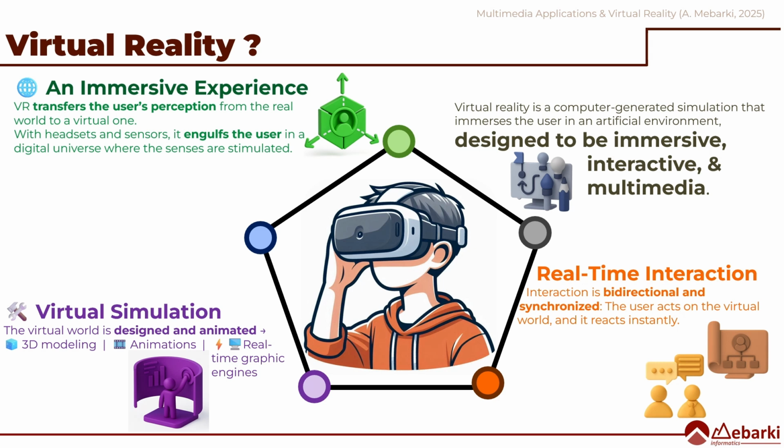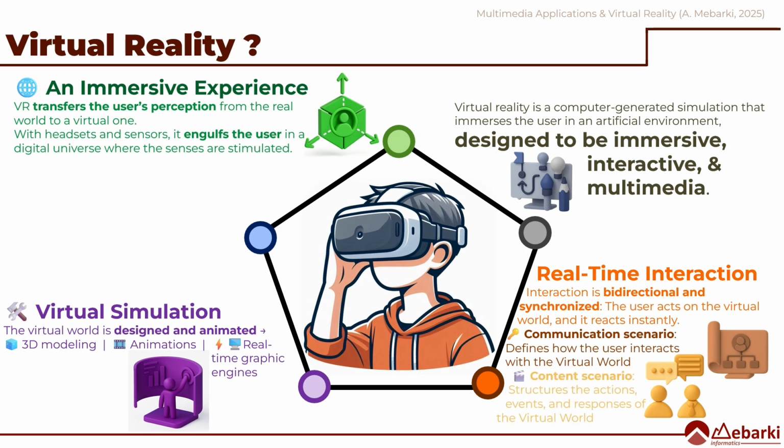Interaction in VR is bidirectional and synchronized. The user acts upon the virtual world, and the virtual world reacts instantly. To define this interaction, we need to specify two scenarios. Communication scenario defines the ways in which the user interacts with the virtual world, and content scenario structures the actions, events, and system responses of the virtual environment.